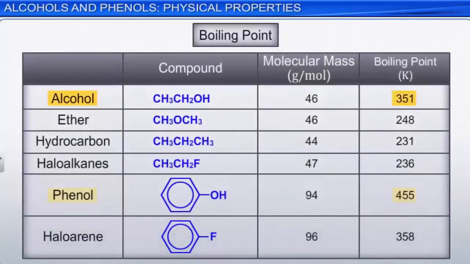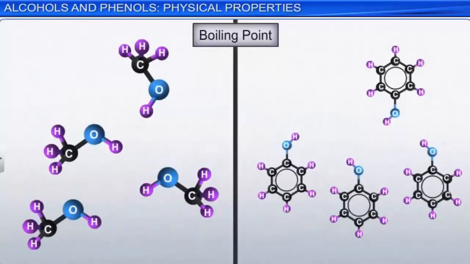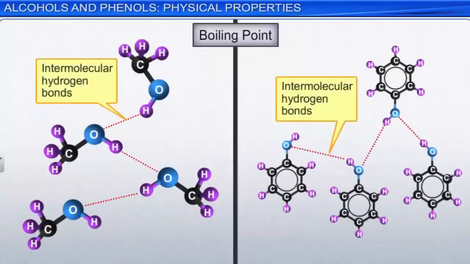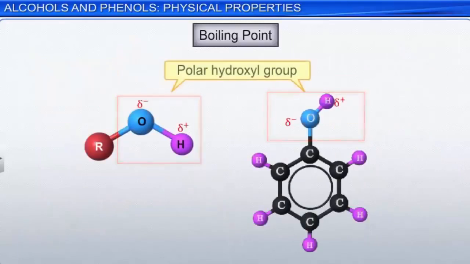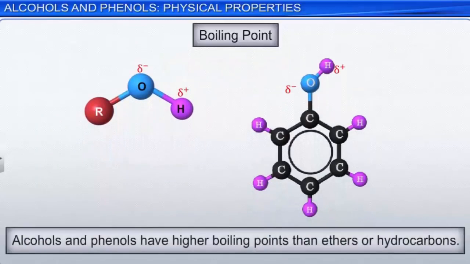Alcohols and phenols have boiling points higher than other classes of organic molecules, such as hydrocarbons, ethers, haloalkanes, and haloarenes, with similar molecular masses. For example, the boiling point of ethanol is considerably higher than that of methoxymethane or propane, although all 3 substances have very similar molecular masses. Both alcohols and phenols can participate in intermolecular hydrogen bonds due to the presence of the polar hydroxyl group. Thus, alcohols and phenols have higher boiling points than ethers or hydrocarbons, which cannot participate in hydrogen bonding.